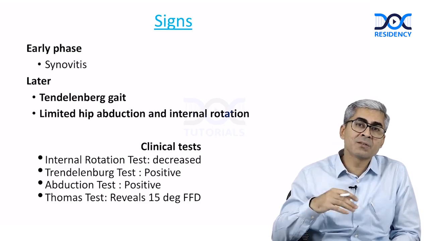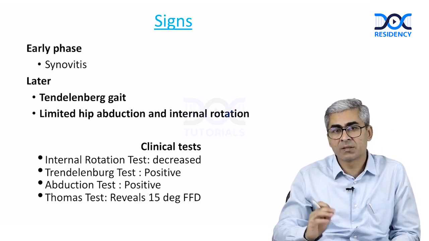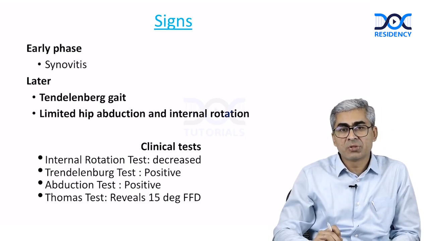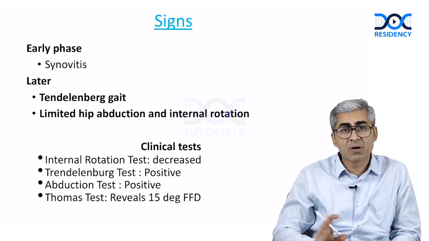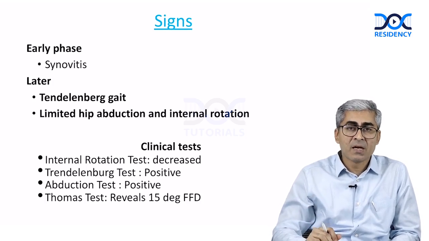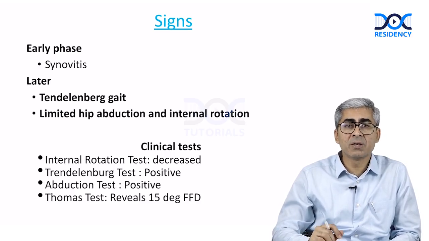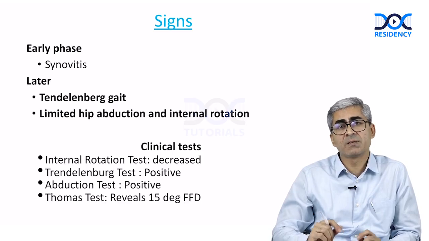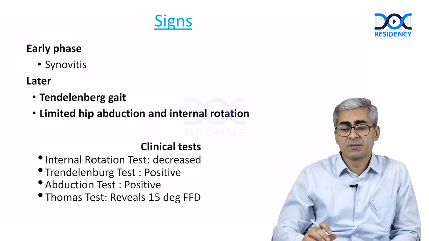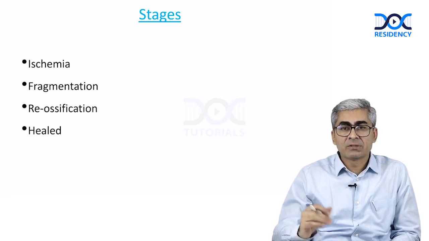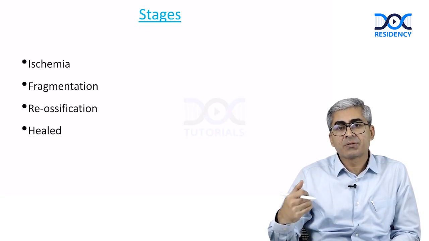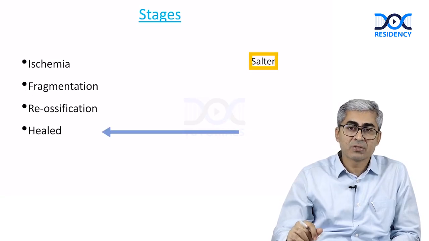As the synovitis stage passes and it goes to further advanced stages, you may see a painless limb in the child and limitation of abduction and internal rotation. Clinically you would be able to elicit a positive Trendelenburg test, and minimal shortening will be there, up to 1 to 1.5 centimeters at this stage. And generally again the stages are ischemic stage, fragmentation stage, reossification, and healed stage.